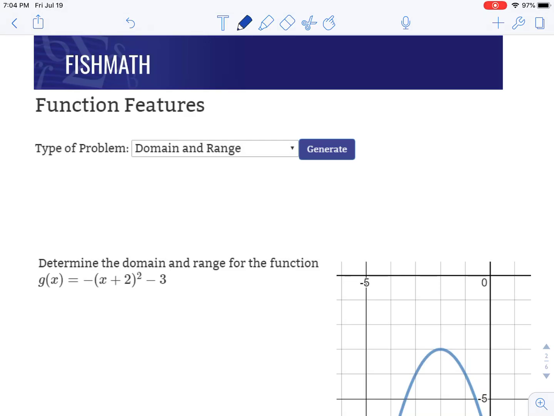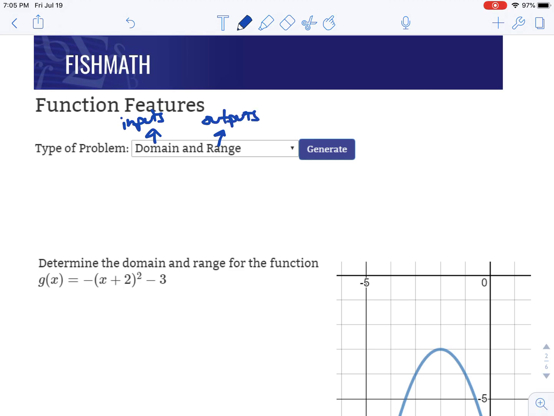Hi everyone, we're going to look at domain and range for functions. The domain describes the x's and the range is all the y's. So domain you can think of as all the inputs and the range is all the outputs.